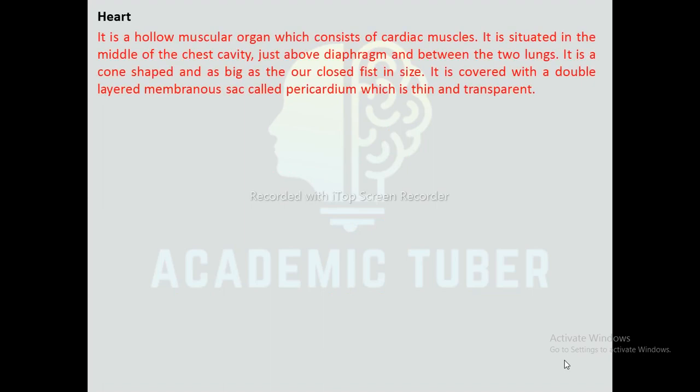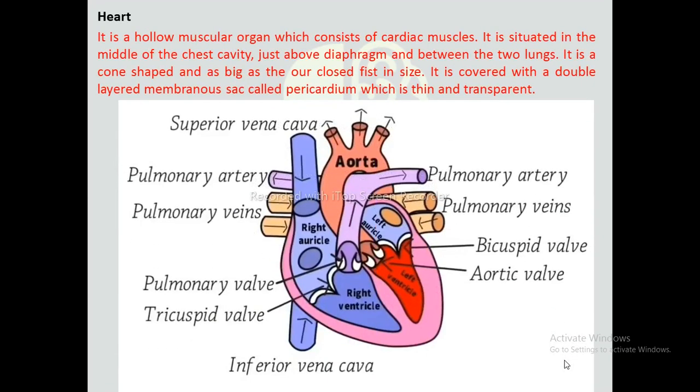Heart. It is a hollow muscular organ which consists of cardiac muscles. It is situated in the middle of the chest cavity just below the diaphragm and between the two lungs. It is cone-shaped and as big as our closed fist in size. It is covered with a double-layered membranous sac called pericardium, which is thin and transparent.